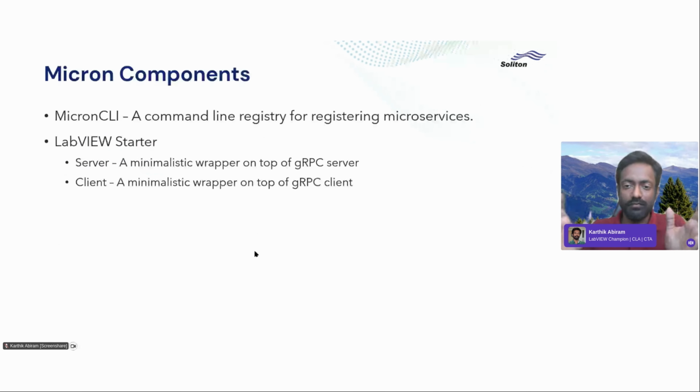So what are the different components of Micron? In a very zoomed out view, it has two major components. One is the Micron CLI, a very small command line registry for registering microservices. The next is the LabVIEW starter code, which has a server template as well as a client template. It is a very minimalistic wrapper on top of gRPC.